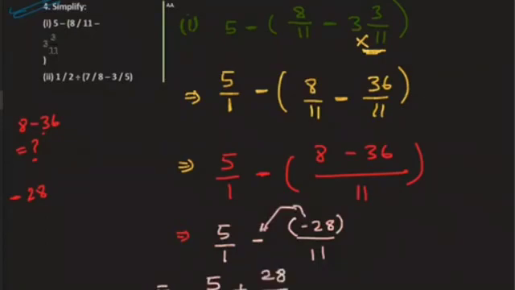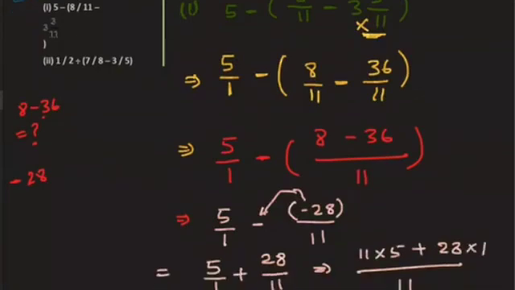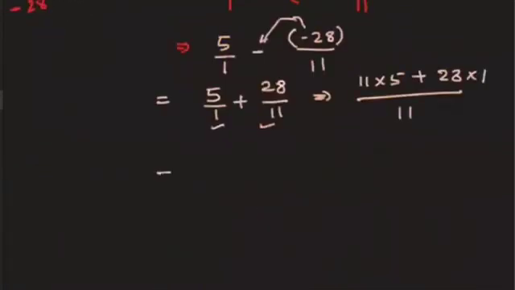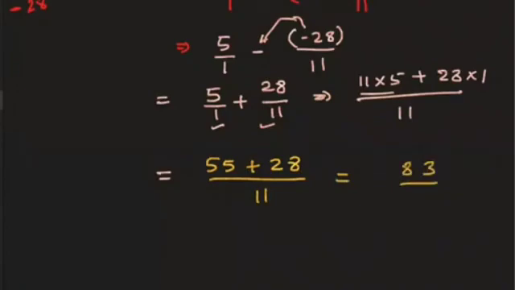Now what is the LCM of 1 and 11? What is the LCM of 1 and 11? 11. So 11 fives are, plus 28 into 1. Fine. So what will be the answer? 11 5s are what? 55 plus 28 ones are 28 upon 11. 83 upon 11. This is the answer. Check this answer.